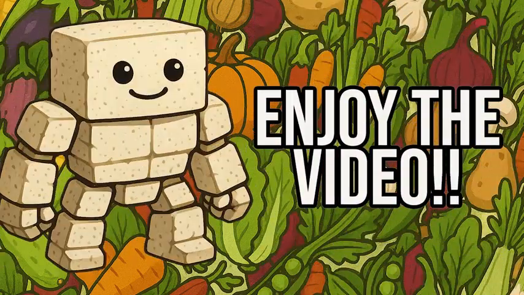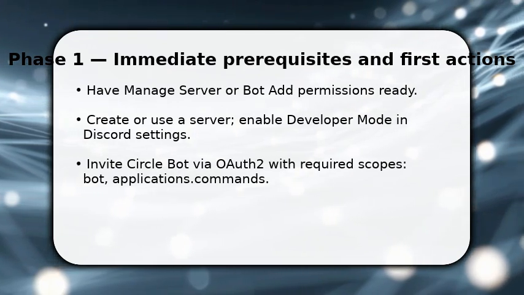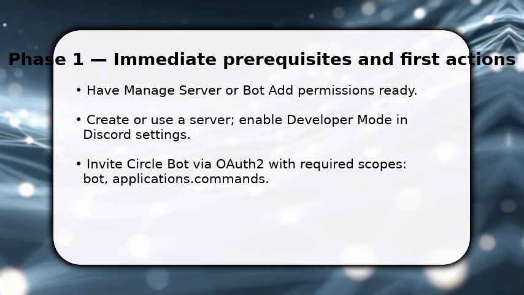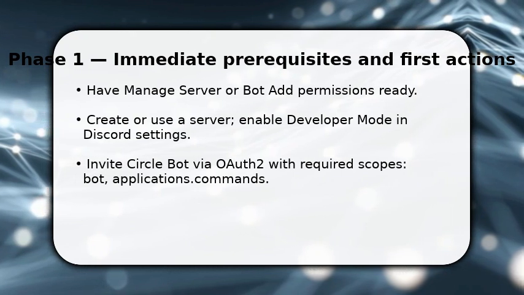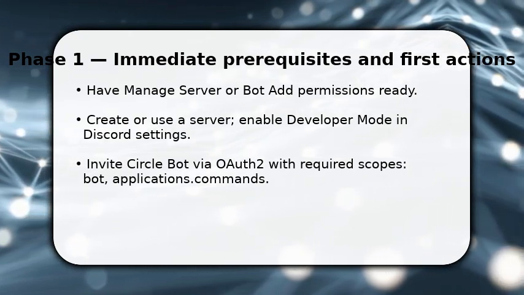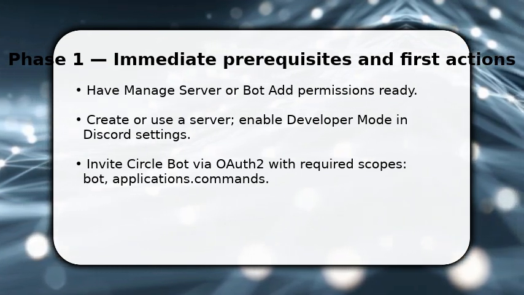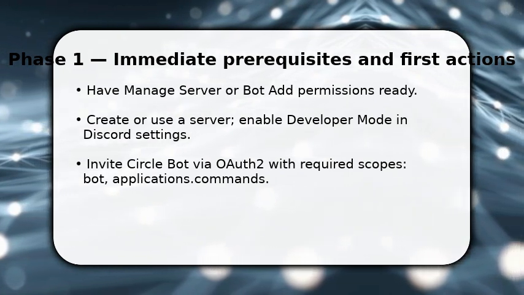Please enjoy the video. You begin by confirming permissions and a target server. This ensures CircleBot can register commands and manage roles. Once done, enable developer mode for easy ID copying and prepare a role for the bot. Next, use the OAuth 2 invite flow to add CircleBot with both bot and application command scopes. This lets you use /commands and webhooks.